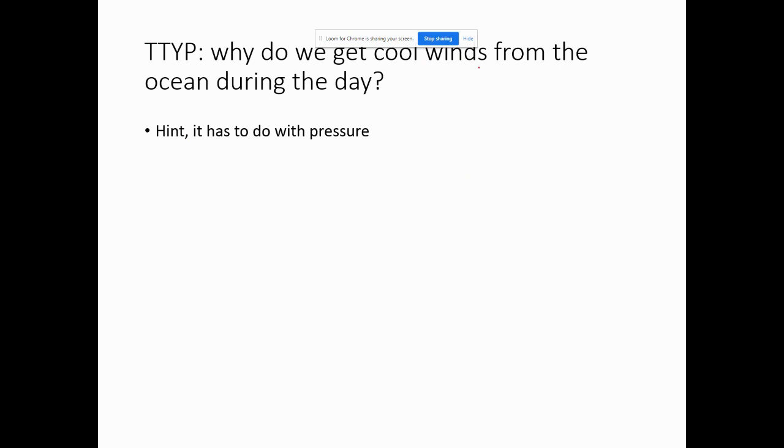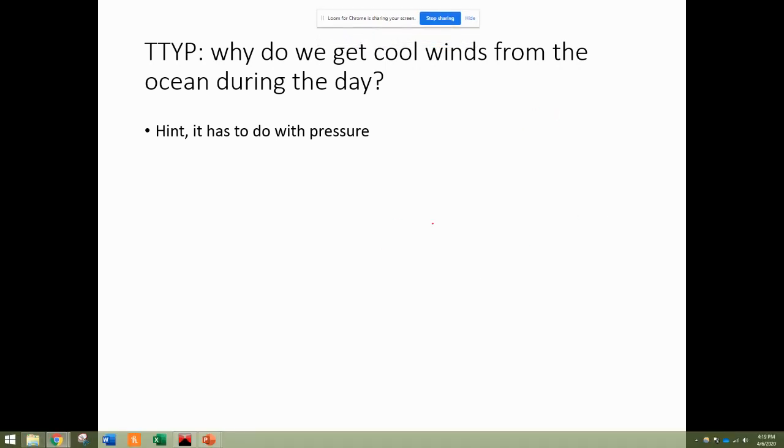Okay, so we're going to talk about now how this applies to the ocean. So this idea about high and low pressure and this idea about warmer and cooler surfaces. So why does the air blow cool wind from the ocean during the day? And it has to do with pressure. Okay, so if we think about the temperatures of the water and the land, okay, the water is going to be cooler, the land is going to be warmer.